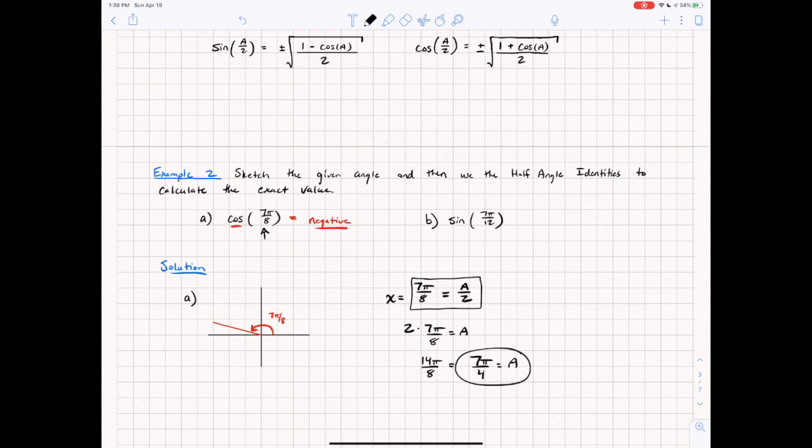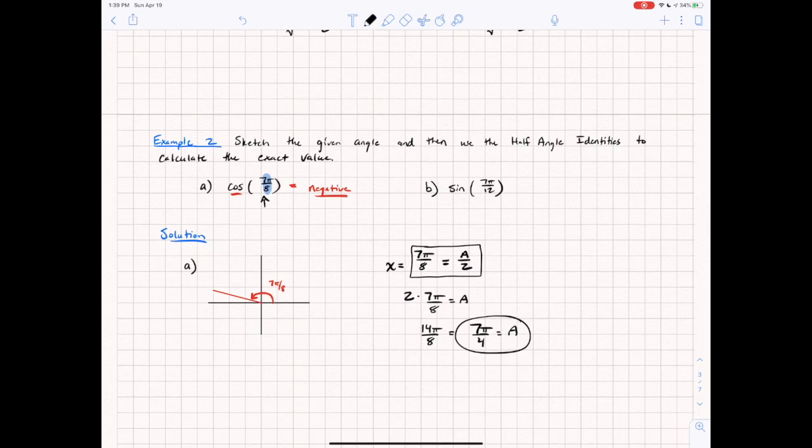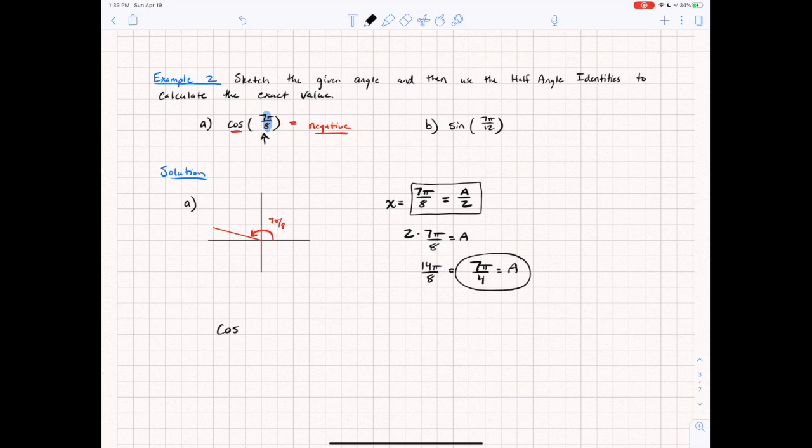So this a over 2 here on the inside of the parentheses represents whatever angle I'm taking the cosine or sine of. That means that a divided by 2 has to be equal to 7 pi over 8. And that's why I can set this up here and why we did it earlier. I'm going to do this again in a minute so you can see it. But this tells me what my a is. So when I use my formula, I can now just plug and chug. In other words, finding cosine of 7 pi over 8 is the same thing as finding the cosine of 7 pi over 4 divided by 2, because that's what my a is.